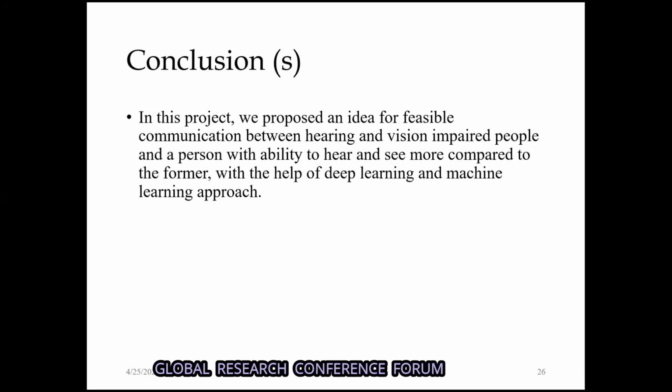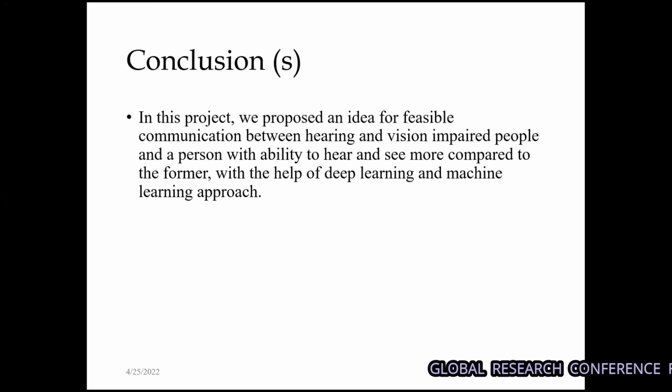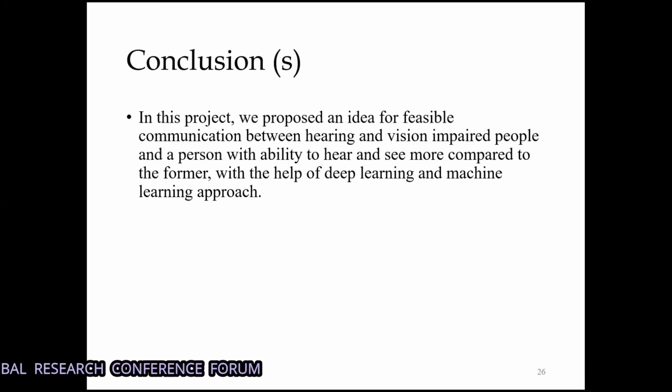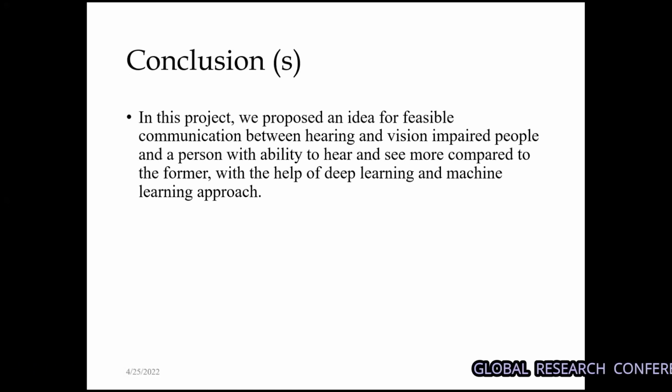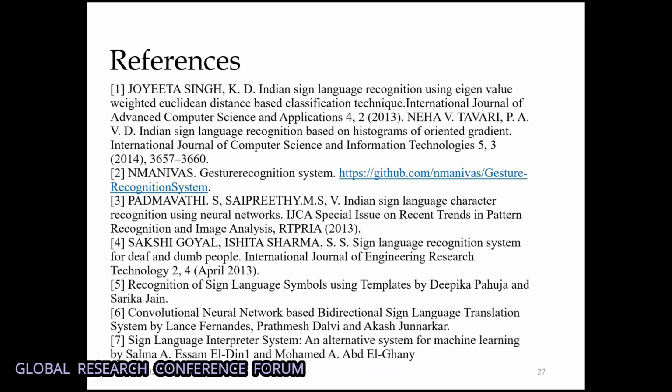For our conclusion, I'll just read this because it is very plain. In this project, we proposed an idea for feasible communication between hearing and vision impaired people, and also people with the ability to hear and see, with the help of deep learning and machine learning approaches. These are the few references that we've used for our project. Thank you.